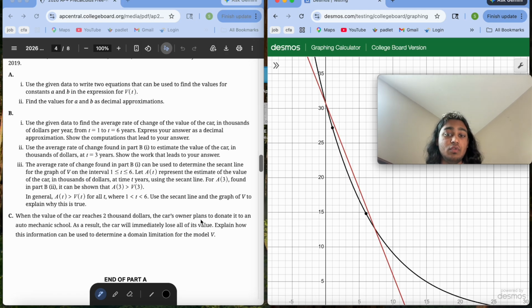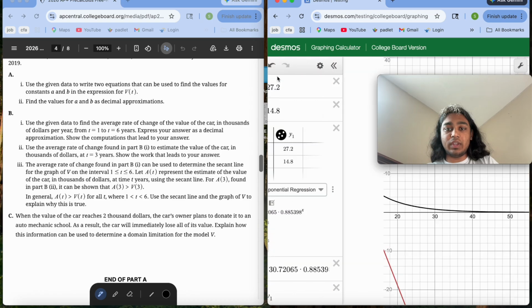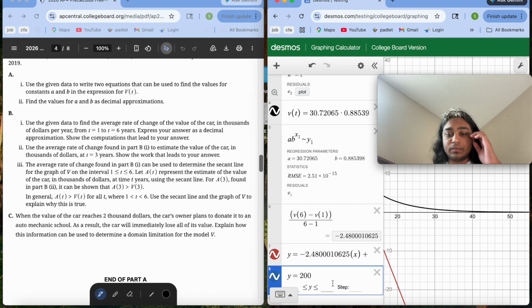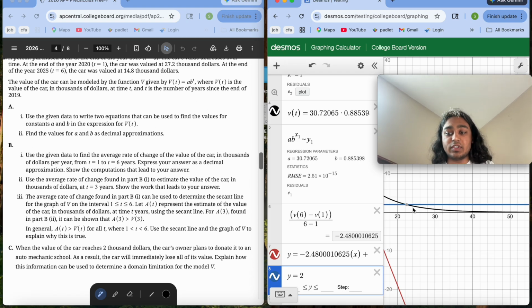When the value of the car reaches $2,000, we want to donate it to a mechanic school. The car will immediately lose all of its value. Explain how this information can be used to determine a domain limitation for the model V. So, range is y values and domain is x values. We want to find what x value the car will reach 2,000, and assuming we follow this curve, we can actually add a line for y equals 2,000. Oh, sorry, 2. I forgot the function was already in thousands. So when this equals 2, we just stop.